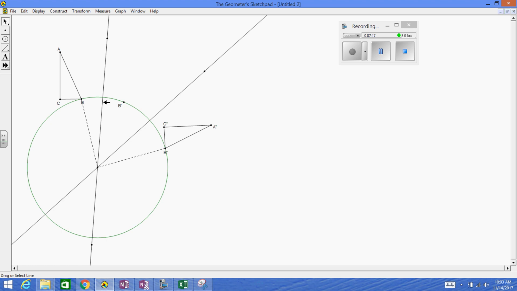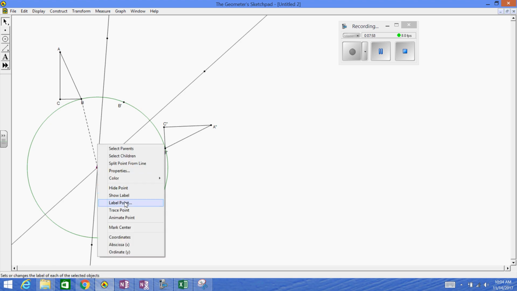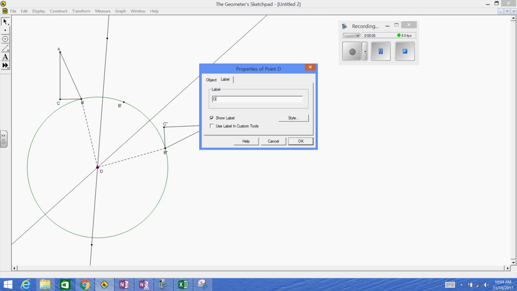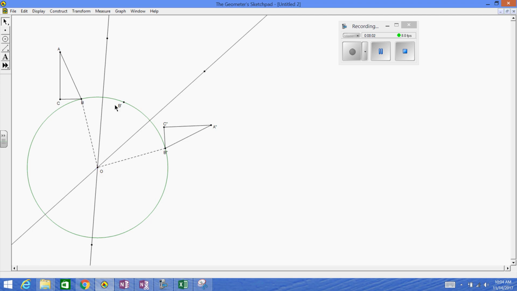Now, that doesn't seem like a whole lot, but it's starting to become clear because there's this angle too, this B prime to here. Let's just call that point O. All right, so B prime to here to here. That angle right there is going to be the same as this one. Let me just show you that.